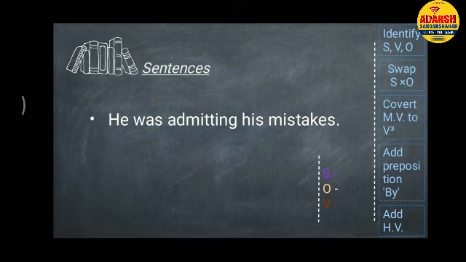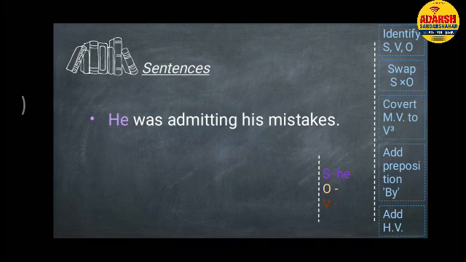Subject is always the doer, so here our subject is he, because he is performing the activity. He is the doer, right? So he is the subject. Now if you notice, he is also a pronoun, and we are going to discuss it later.